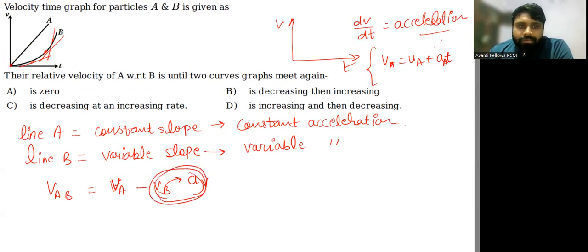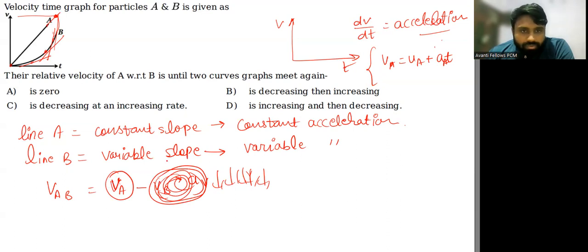This value of VB will exceed the value of VA because it is varying, but at a constant rate. It is varying, but at a variable rate, and that variable rate is increasing in nature, which means the velocity will keep changing until they meet, because when they meet, the velocity will become the same for both of them. So until they meet, this will be constantly reducing the velocity. Sorry, this will be reducing the velocity at an increasing rate.